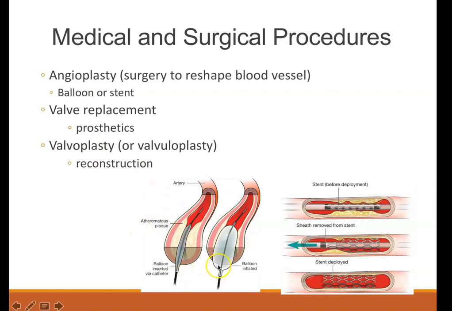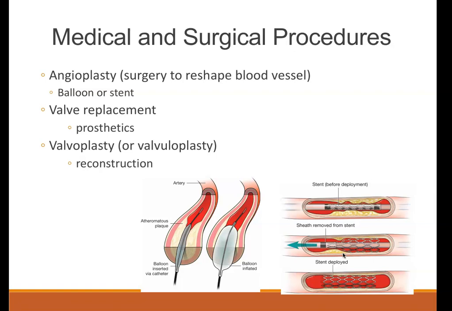This is usually the first step. So a balloon angioplasty goes in with a deflated balloon and then inflates it, and that pushes back those plaques and widens the lumen of the blood vessel. Another one is that they can have a stent put in. So the stent is like a collapsed cage, goes into the blood vessel, and then it pops open, and it helps to hold the lumen open and push back those fatty plaques.